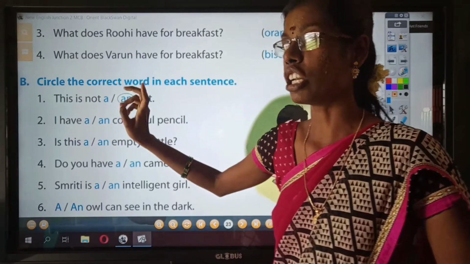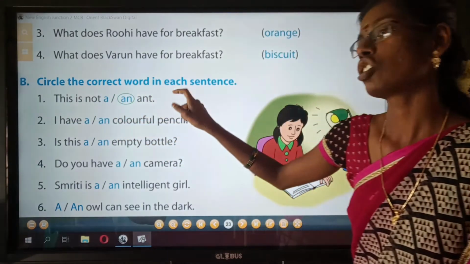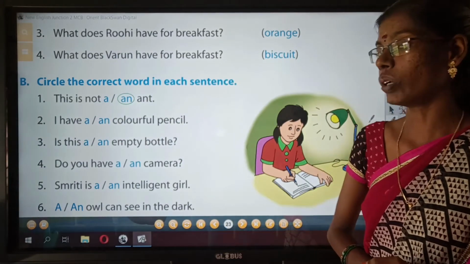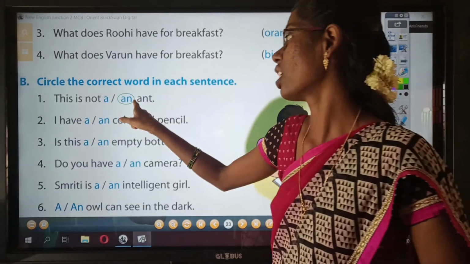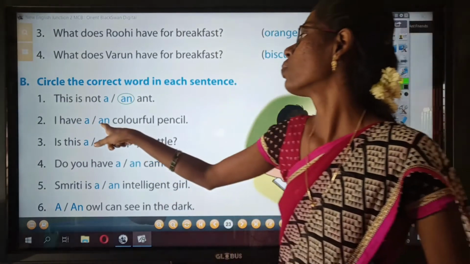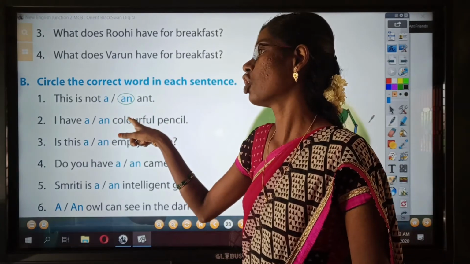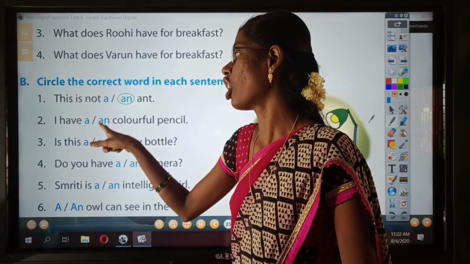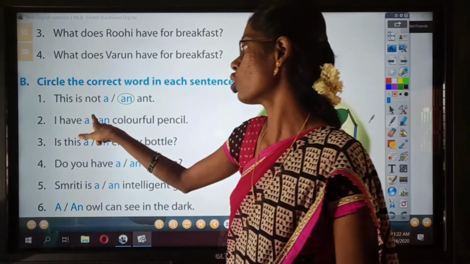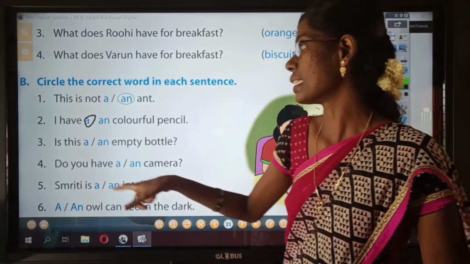The first one is already done for us. This is not an ant. So ant is starting with a vowel sound. So what are we using? We are using an. Second question. I have a or an colorful pencil. Colorful, so this is a consonant. So before a consonant sound, what will we use? We will use a. I have a colorful pencil.